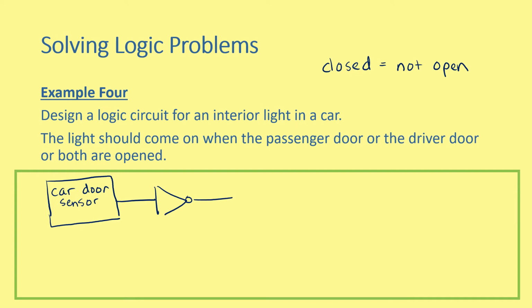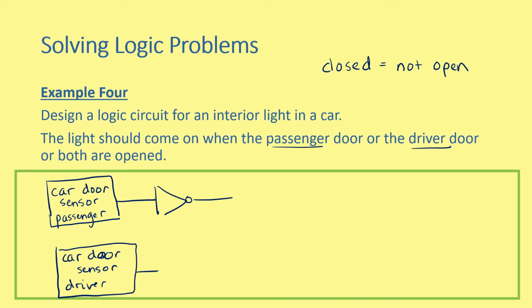We actually need two car door sensors because it's when the passenger door or the driver door is open. So we can say the car door sensor for the passenger up here, and another one underneath, a car door sensor for the driver. And just like before, we're going to need a NOT gate here because it's not open, it's closed.